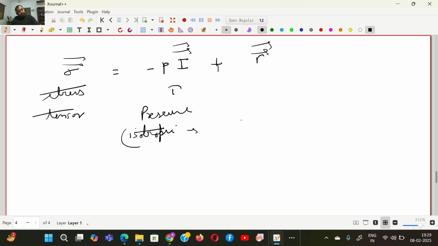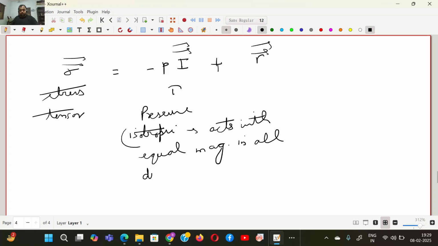Isotropic means that it acts with equal magnitude in all directions. Okay, so this is a particular point of fluid. It doesn't depend on direction. In all directions it's the same. That's isotropic pressure. And it's always normal to a surface. That also remember. Say some surface, pressure is always normal to it, in the same direction as the normal vector.